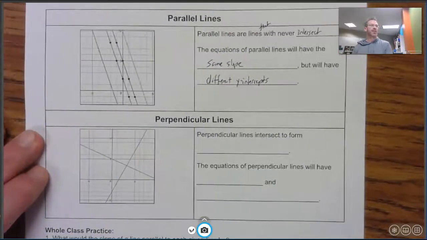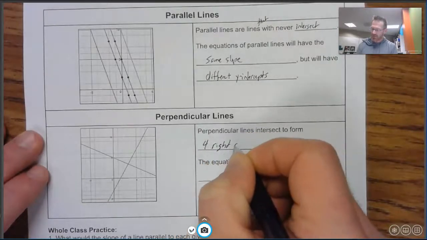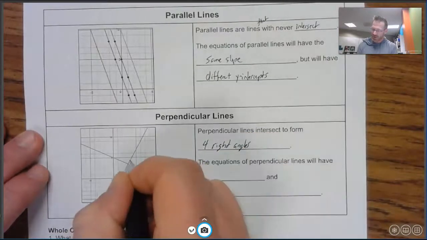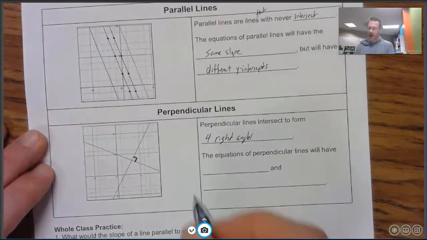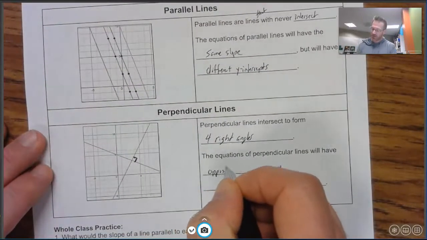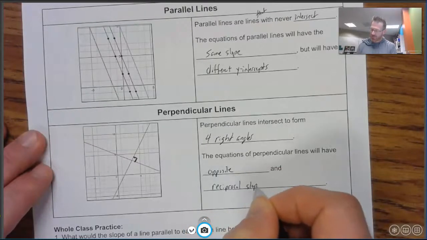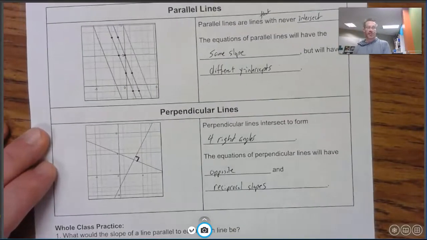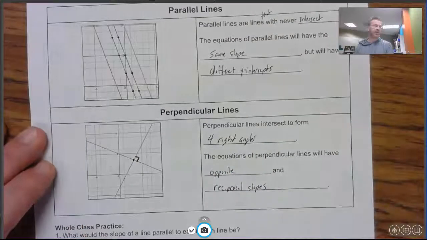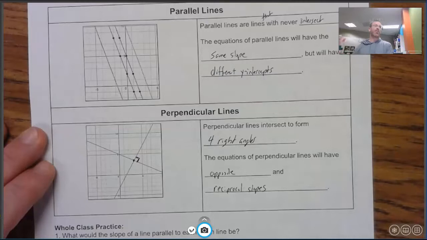Now, perpendicular lines intersect to form 4 right angles. And you'll typically see this little box looking guy there, and that means all 4 angles are right angles. So the equations of perpendicular lines will have opposite and reciprocal slopes. And then we know they're going to intersect, so they don't necessarily have to have different y-intercepts because we know we will always get a point of intersection with perpendicular lines. So that's how we know if lines are parallel or perpendicular.